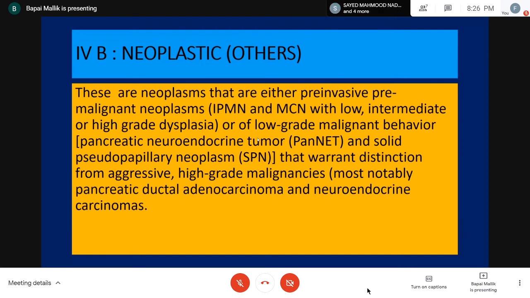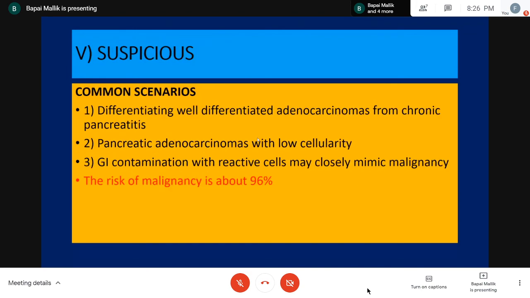Why is it put under others? Because many of them are not surely, we are not very sure about the exact malignant potential, and they wanted to differentiate them from the ones which are clearly malignant, like pancreatic duct carcinomas, acinar cell carcinomas, neuroendocrine carcinomas, lymphomas, or what have you. Right. Suspicious. So what about suspicious?